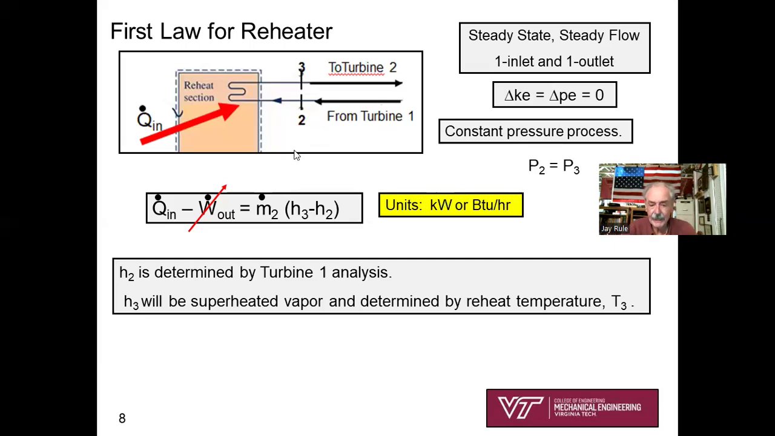And so how do you get H2? Well, you've got to analyze turbine 1. S2 equals S1, so you're going to need to determine H2 from the isentropic analysis of turbine 1. That's the way you get H2. And H3 is basically going to be given to you, isn't it? Because you're going to be given the pressure P3, and you're going to be given T3. You have to know how hot you're reheating the steam to. So if you've got P3 and T3, it's simply a matter of looking up in your superheated steam tables to determine H3. So that's really very easy, right?